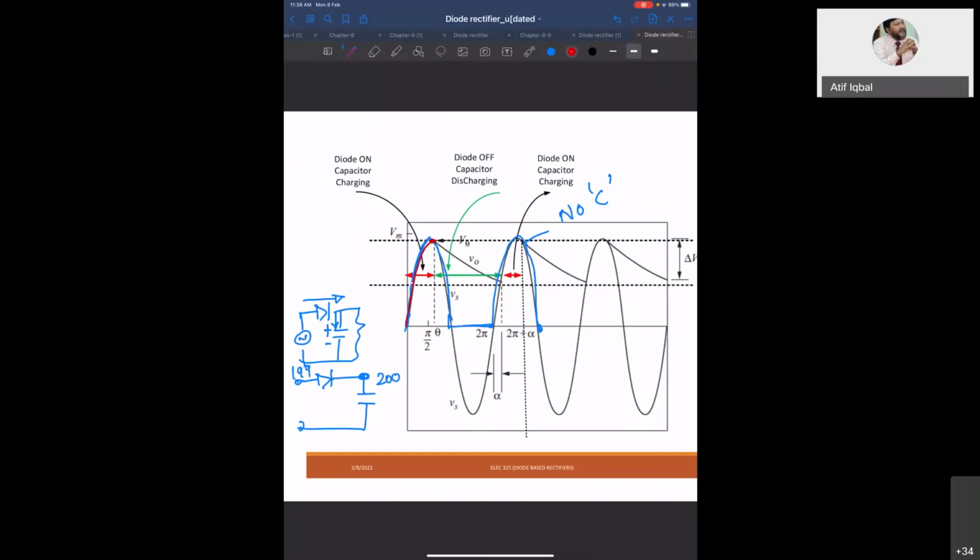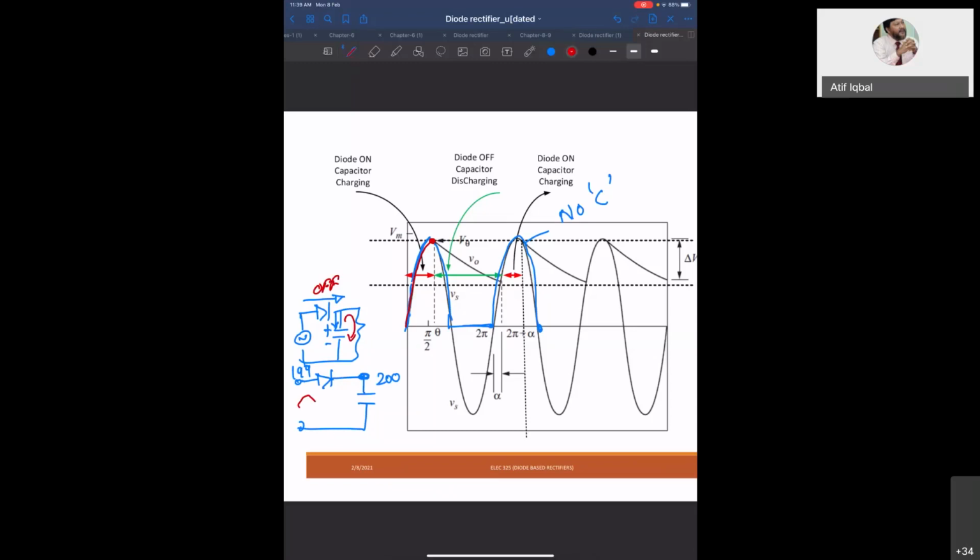Now, at this point, when your capacitor is fully charged and your source decreases slightly, what will happen? The diode will be off. So when the diode is off, what will happen? The capacitor will now discharge through the load.